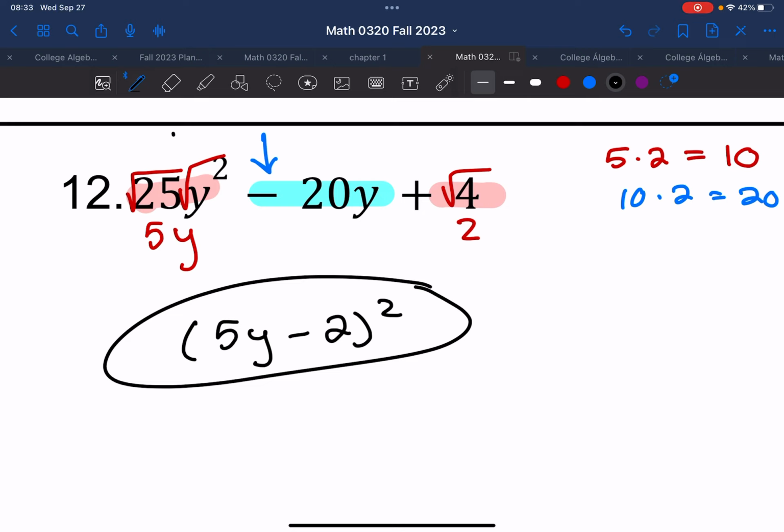And again, as you do these problems more and more in the future, you won't necessarily have to write all these steps down, because you're going to do that mental checklist on your own.